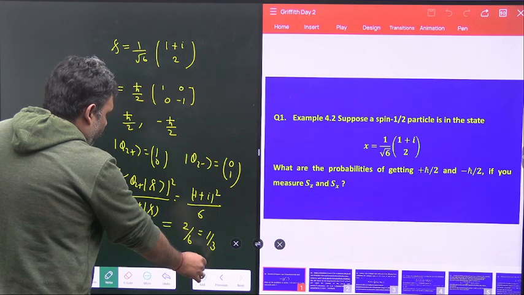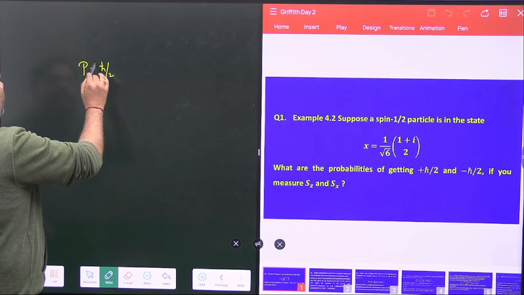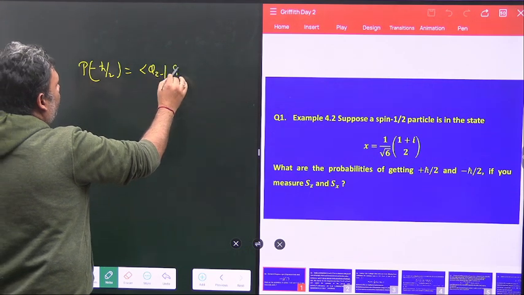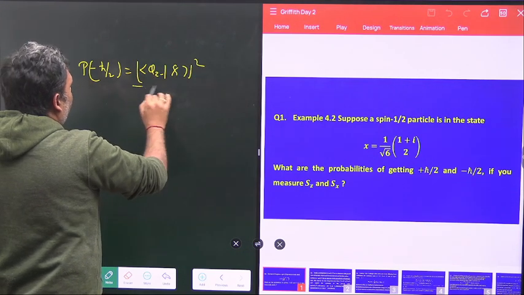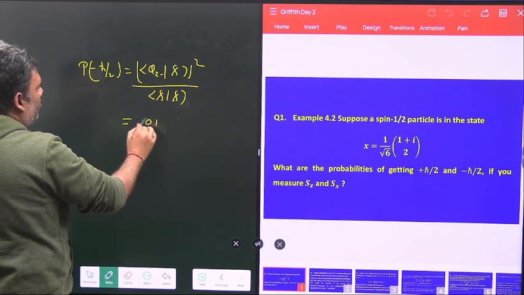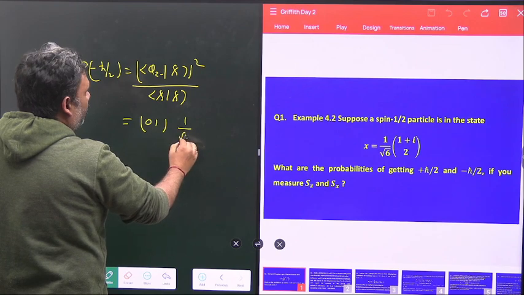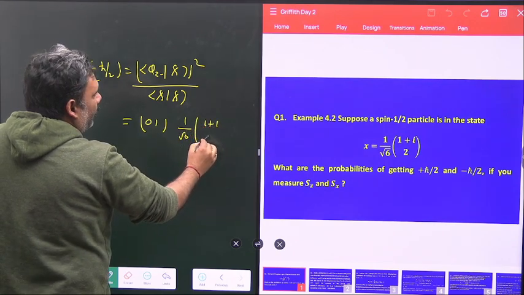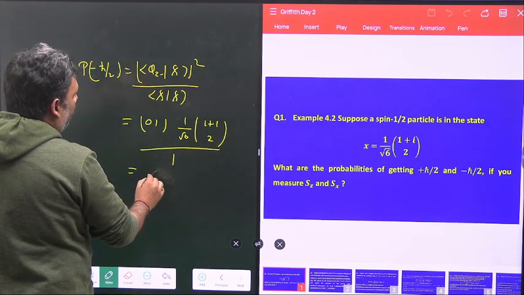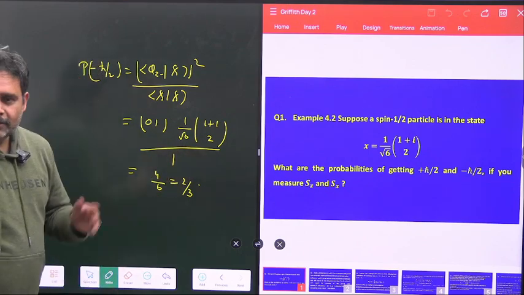And when we go for minus ħ/2, the probability of getting minus ħ/2 is nothing but phi z minus with chi, mod square. This is very trivial. That value is (0 1), and your chi is again 1 by root 6, (1+i, 2), and this is normalized, so this will be 4 upon 6. So that value is 2 upon 3. So this is your first question.